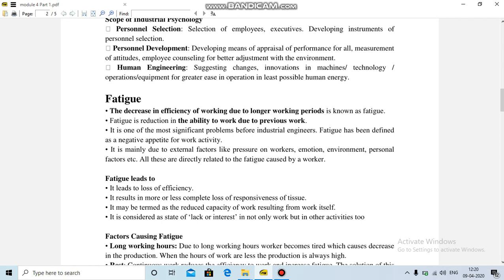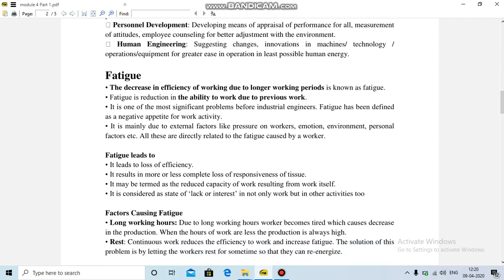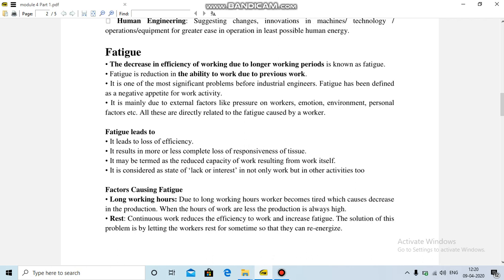So what are the major reasons for fatigue? There are many reasons. We can classify them into some terms. What are the factors which cause fatigue to employees in industry? The first thing can be long working hours. If a worker is working longer hours, surely it affects his productivity. Rest is another important factor. Every human being needs rest. Rest between the work, proper rest, proper time divisions, also affect the fatigue factor.